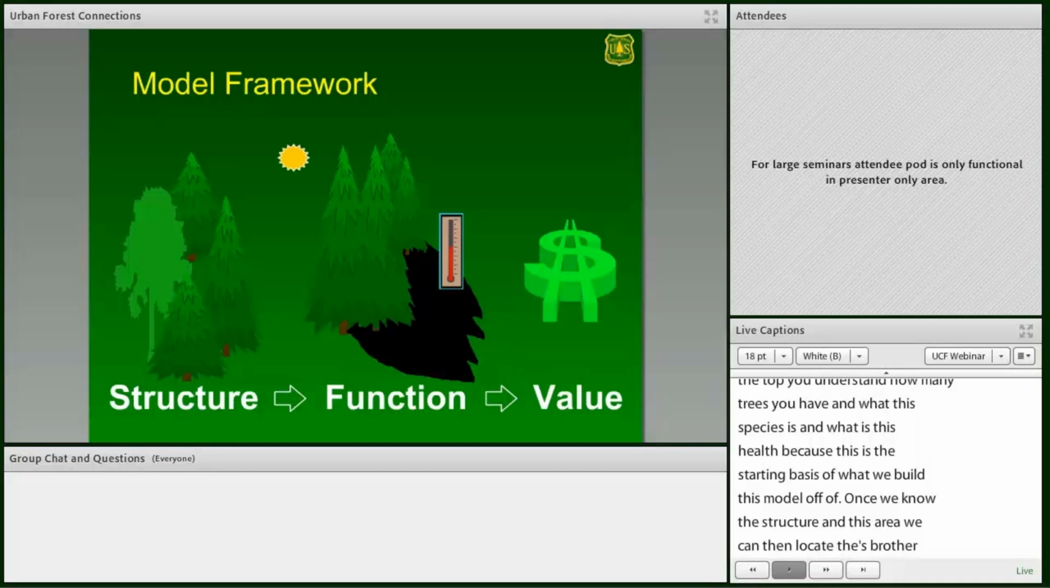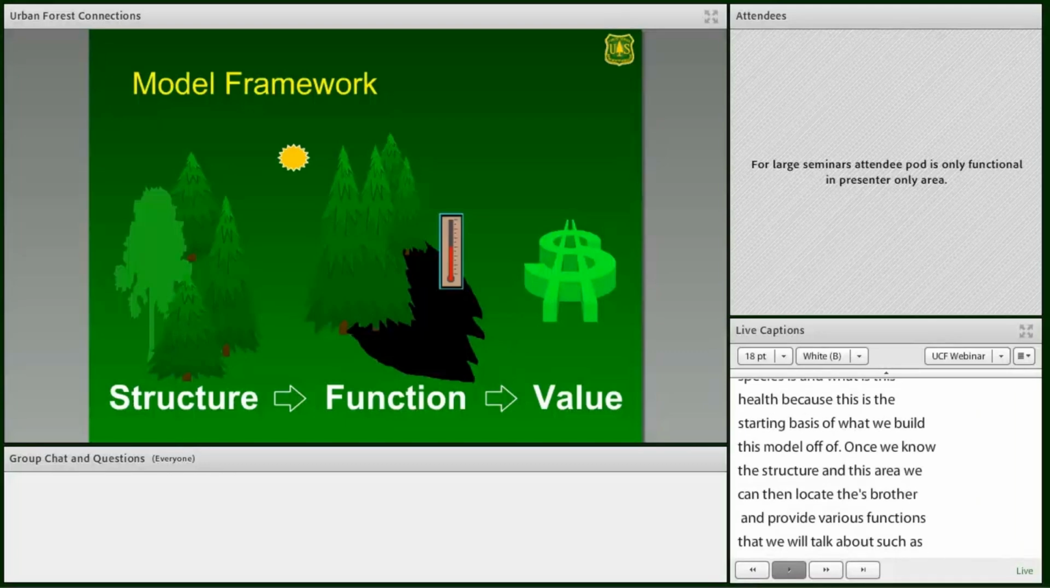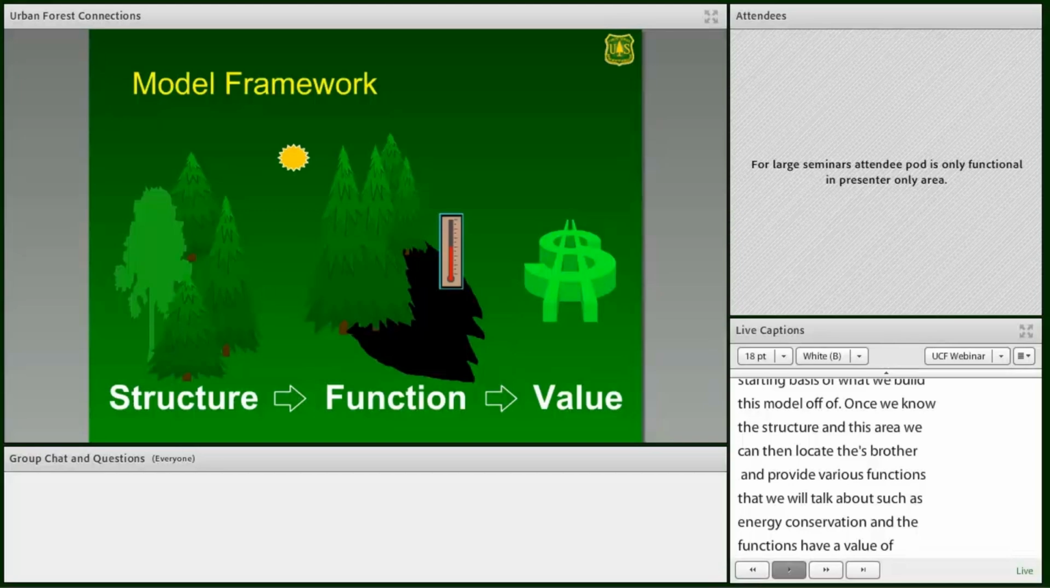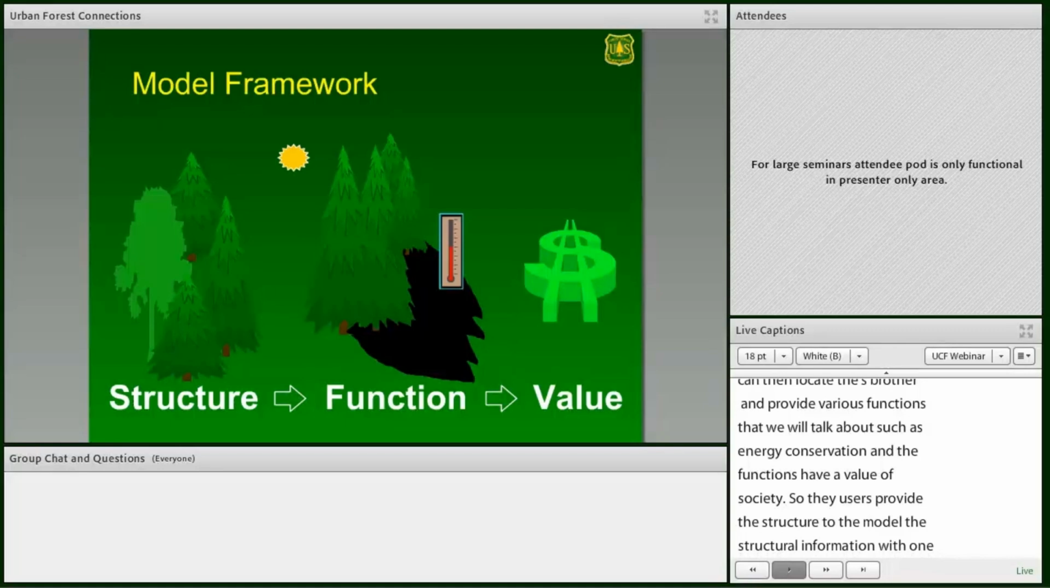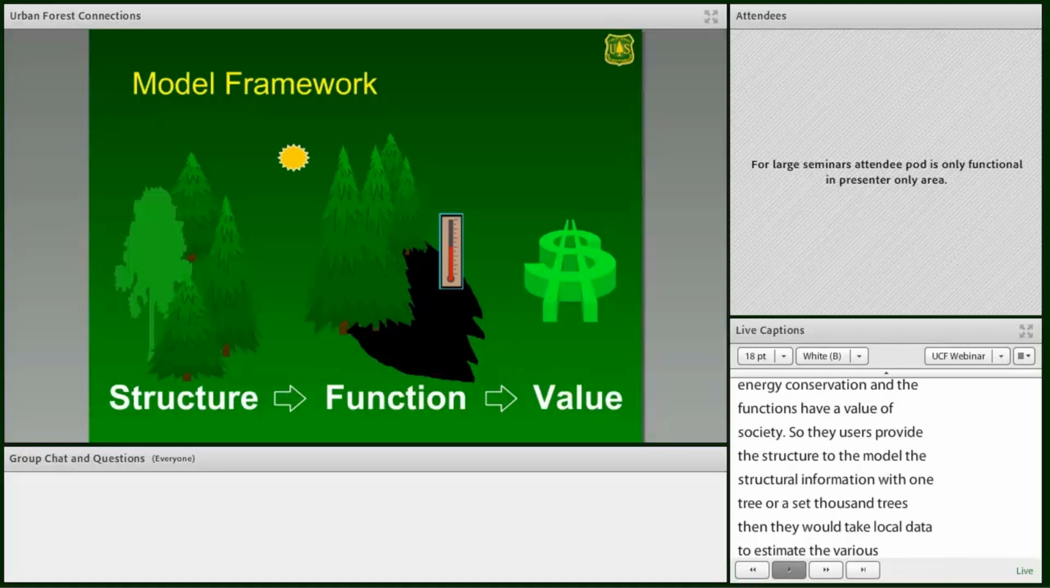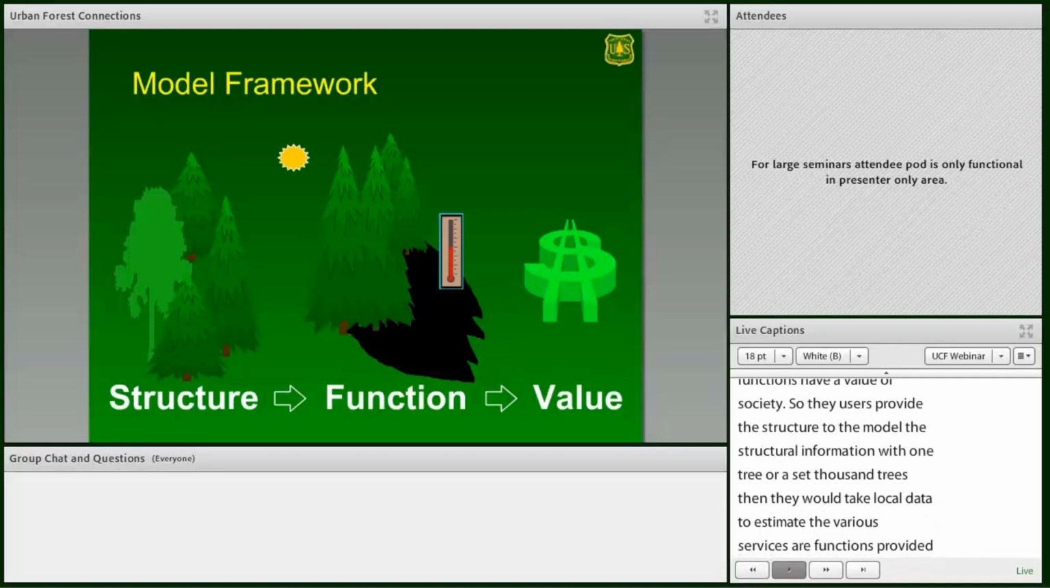So if the user provides the structure to the model, structural information, could be 1 tree, could be 1,000 trees, the model will then take local data and estimate the various services or functions provided by that forest and values. The reason why this is critical is that if we want to design for the future, we are designing for functions and values for future generations, but it all ties back to structure.